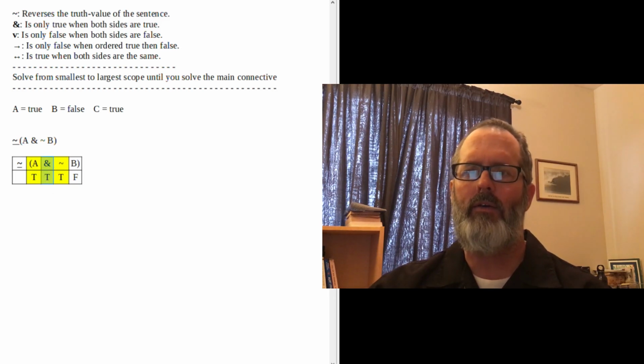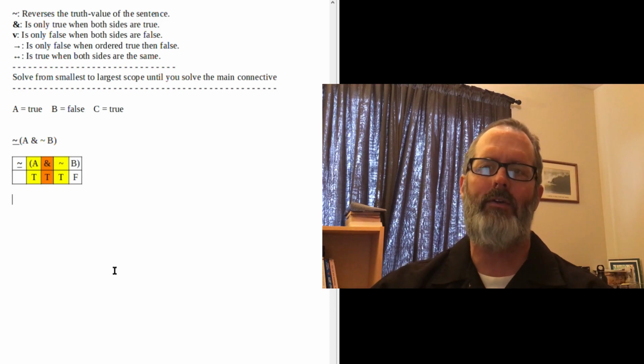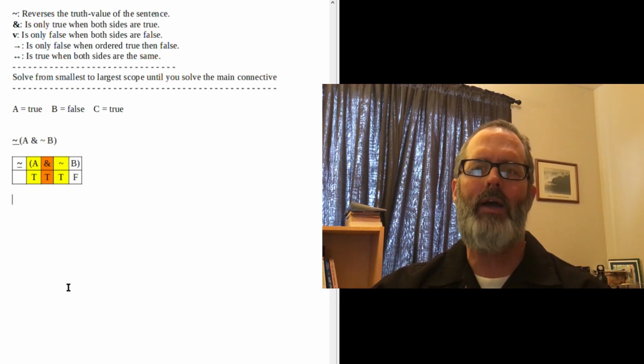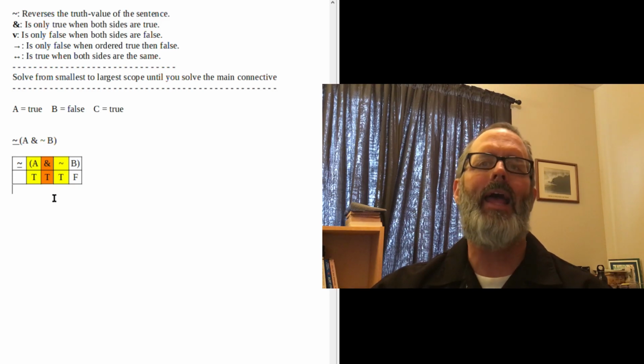And let's make that orange, right? So it really stands out. So now the only value I have left is this and value, which is true. And now I can solve for my main connective.